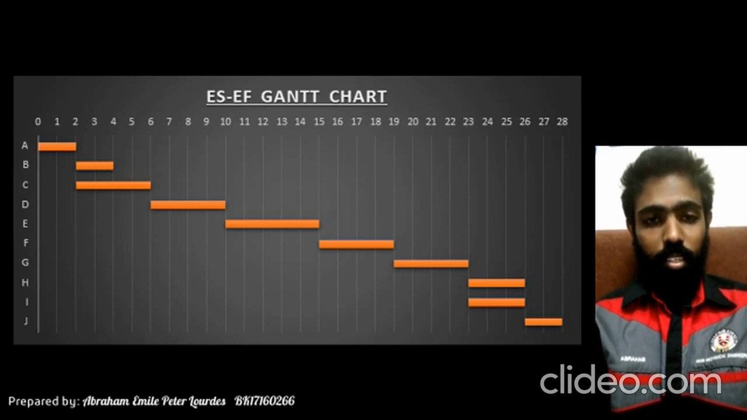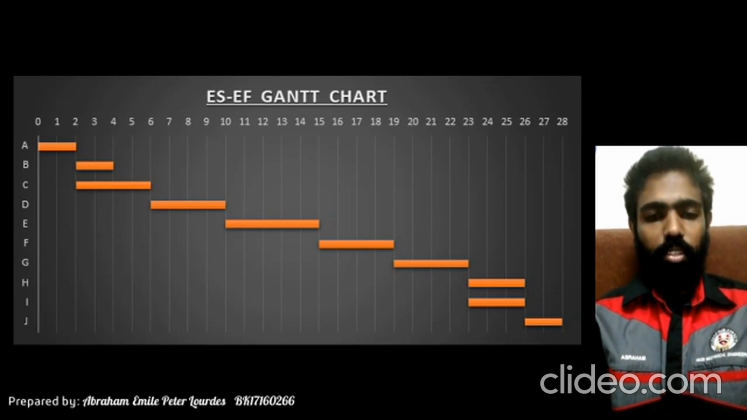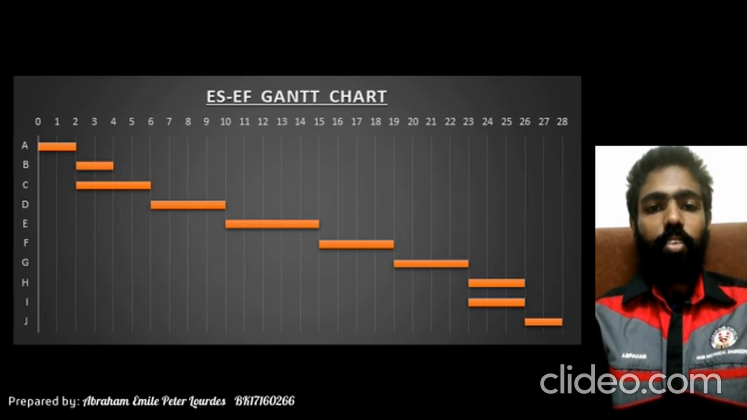Firstly, the first Gantt chart is the depiction of early start and early finish, and as you can see, it is neatly planned and every single duration seems proportional from the start date till the end date.